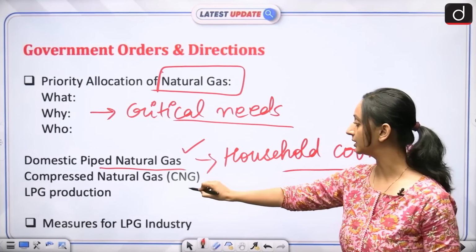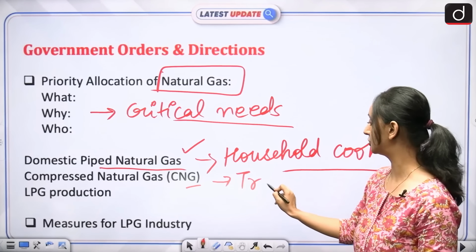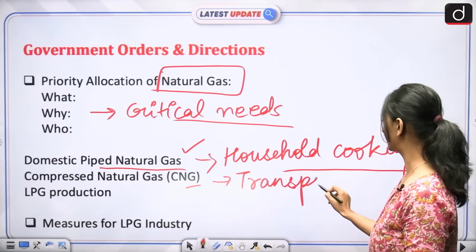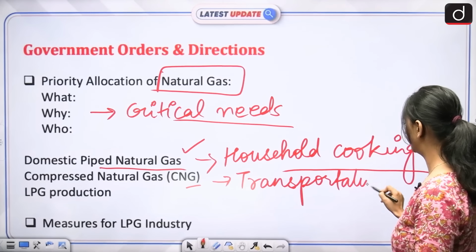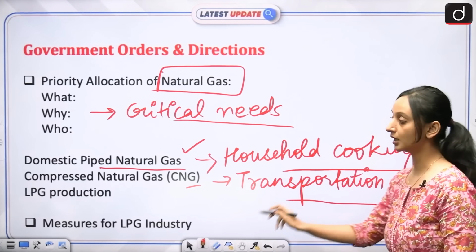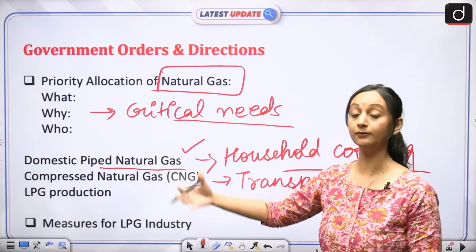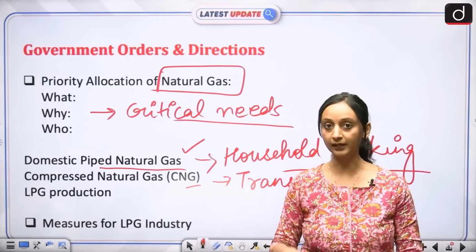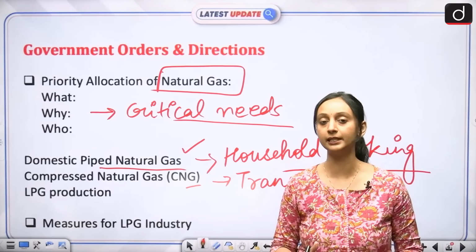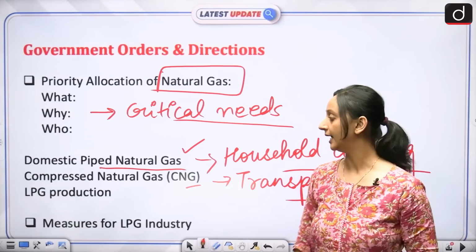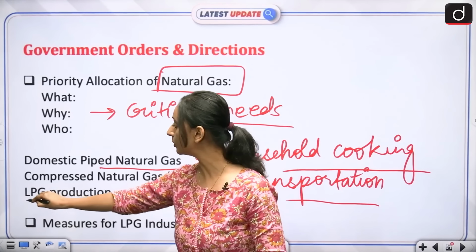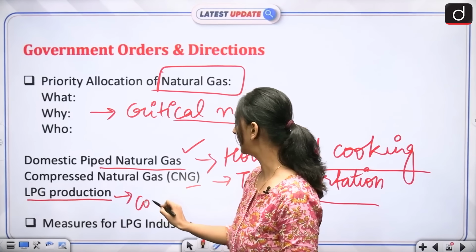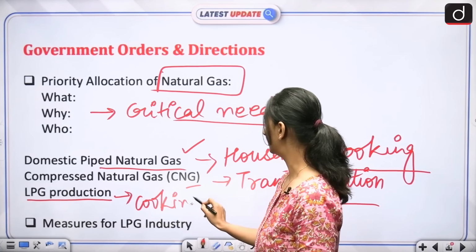Then compressed natural gas or CNG for transportation, because the majority of our public transport runs on CNG. So we have to ensure that adequate CNG is available in the country. And then LPG production also has to be increased to maintain the cooking gas.